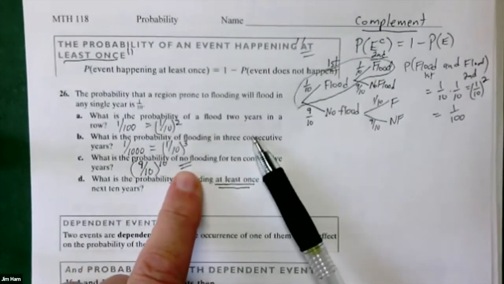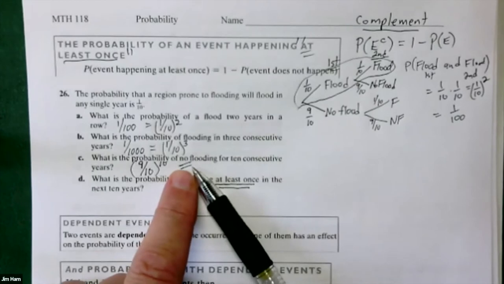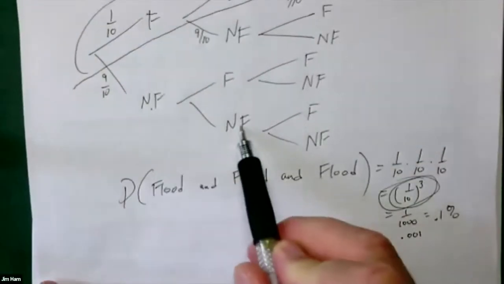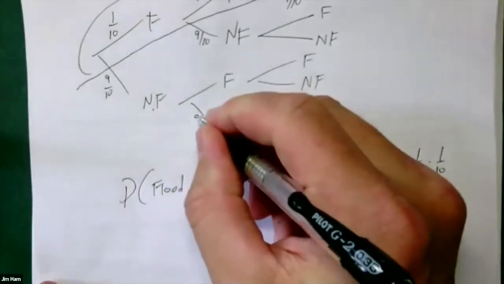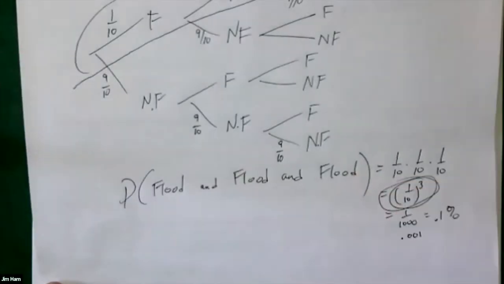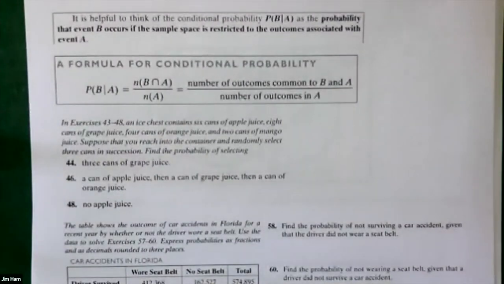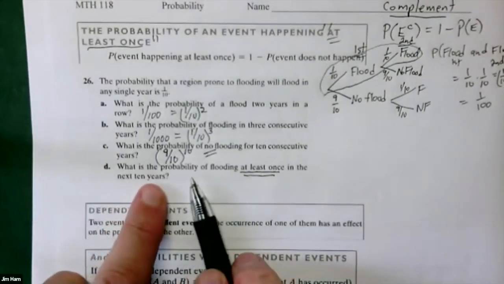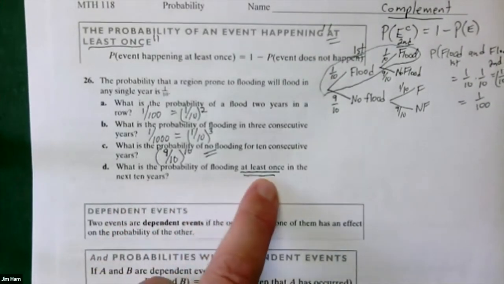What's the probability of flooding? What's the probability of no flooding? I didn't do it, but if you did, you would have no flooding in the first, no flooding in the second, no flooding in the third, and all of these probabilities are 9/10. So no flooding for 10 years would be 9/10 to the 10th. And so you are correct. Those of you that answered 1/10 to the 10th, you were thinking, what's the probability that there would be a flood in all of those years? Very unlikely.